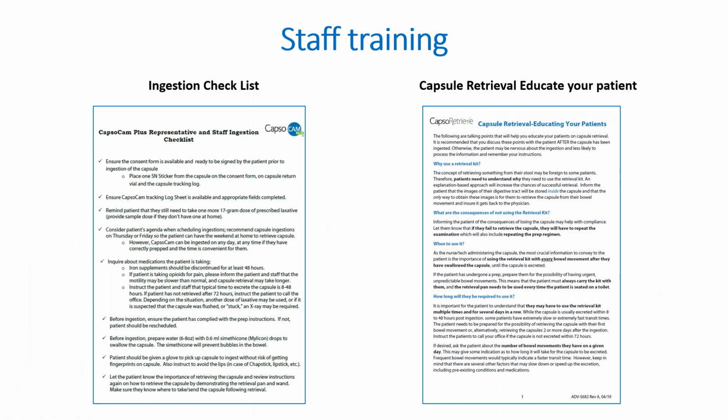Staff training has the staff ingestion checklist and the capsule retrieval explanation on how to educate the patient. The staff ingestion list is created to make nurses' and staff's life easier. It is step-by-step instruction of the ingestion. So, ensure the consent form is available and signed. Ensure that the CapsoCam tracking log is available and all the fields completed. Remind the patient that they still need to take laxative. Consider the patient's agenda, and schedule it on Thursday or Friday, so it could be easier for the patient to stay home and to excrete the capsule.